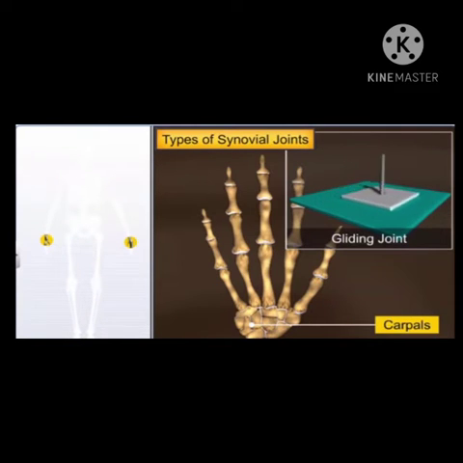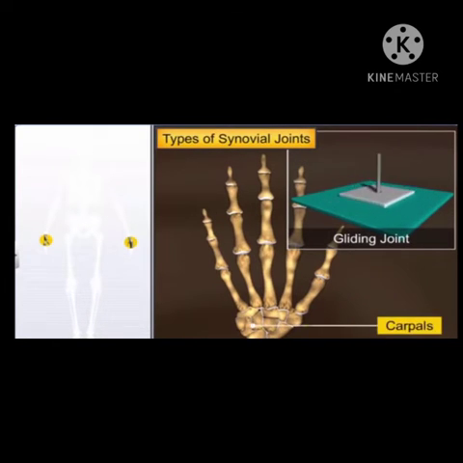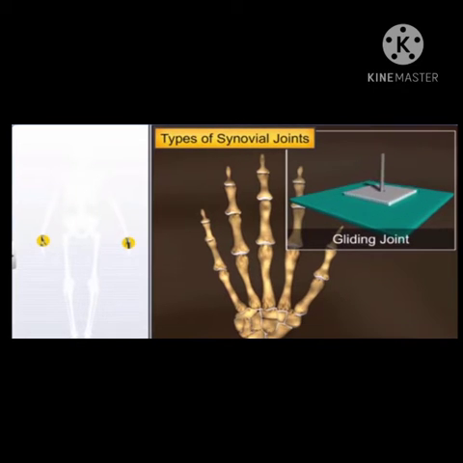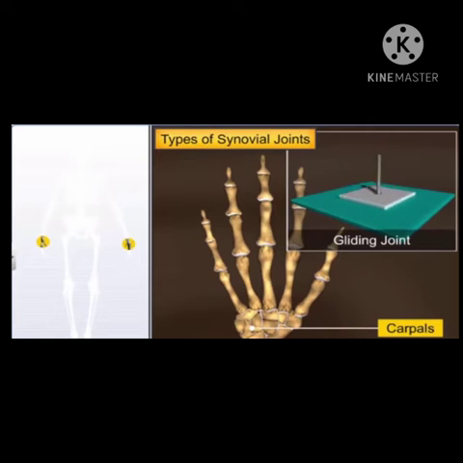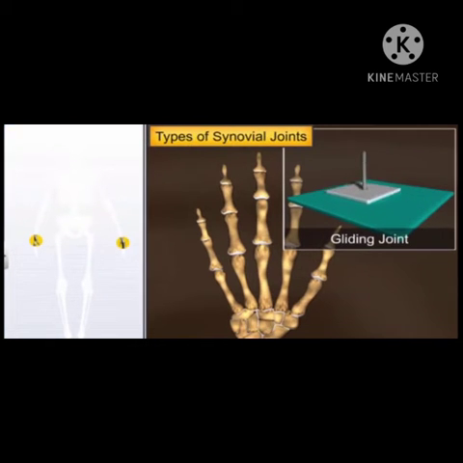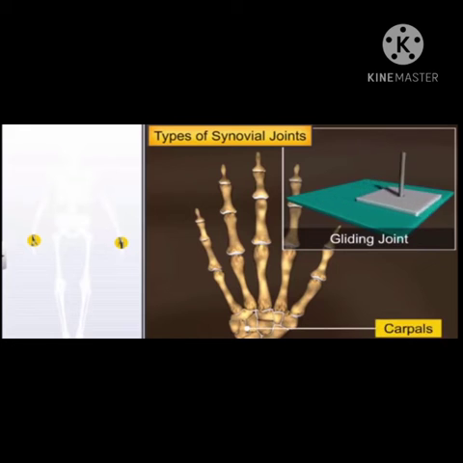Next is your gliding joint. This joint permits sliding movements of the two bones over each other. And the joints between carpals in the wrist and tarsals in the ankle are gliding joints, right?